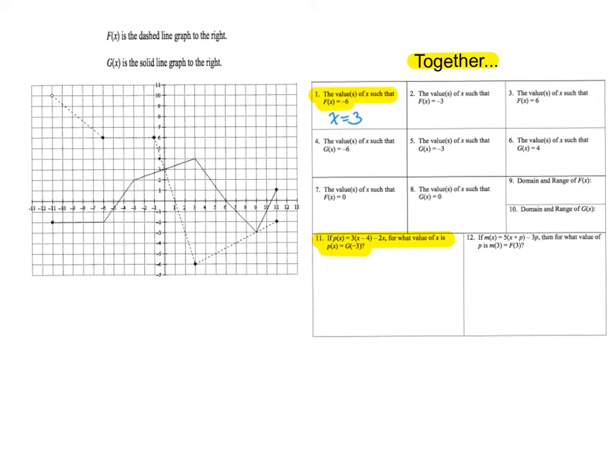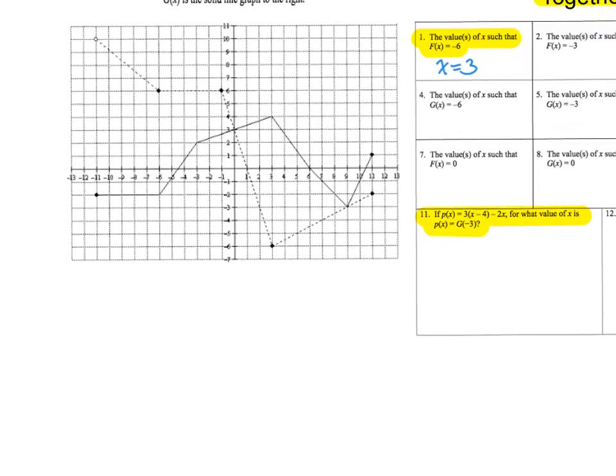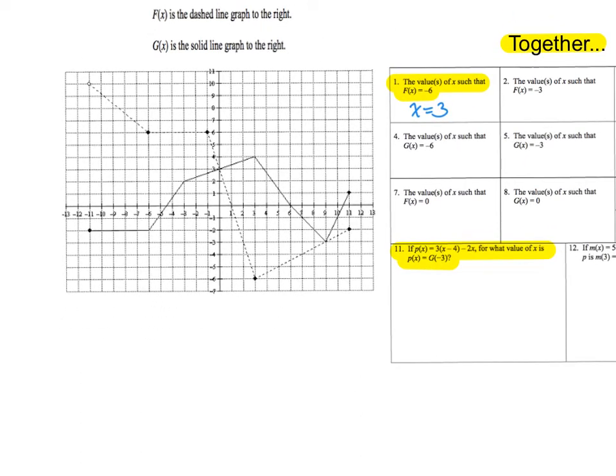And then I'm going to do number 11 with you as well. If p of x is equal to 3 times the quantity x minus 4 minus 2x, for what value of x is p of x equal to g of negative 3? So first, we have to figure out what g of negative 3 is. Remember that g is a solid line. So now we're going to locate negative 3 on our x-axis right here. G is the solid line, so g of negative 3 is 2.